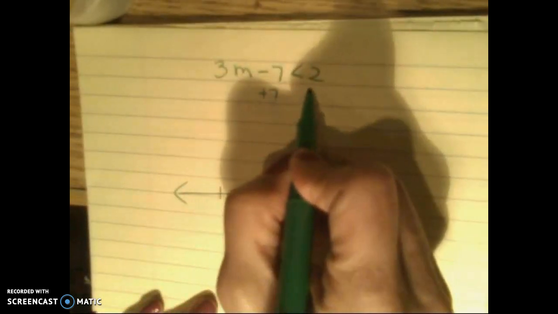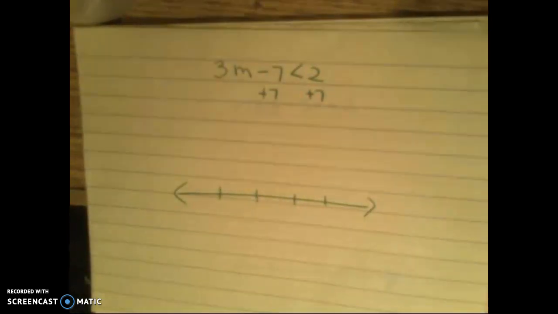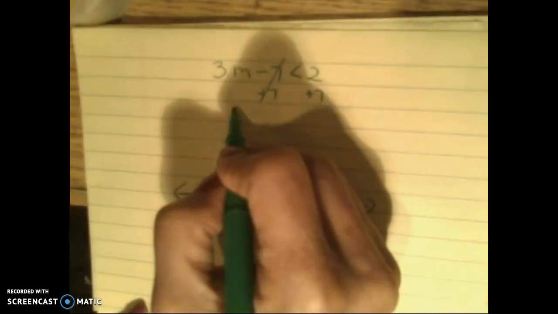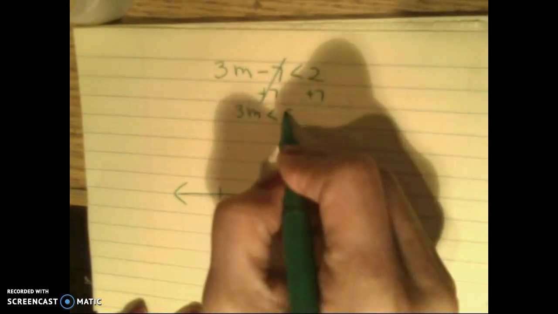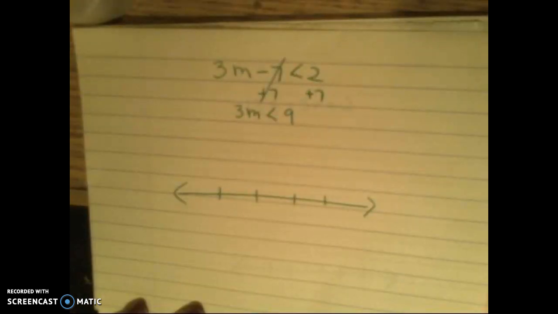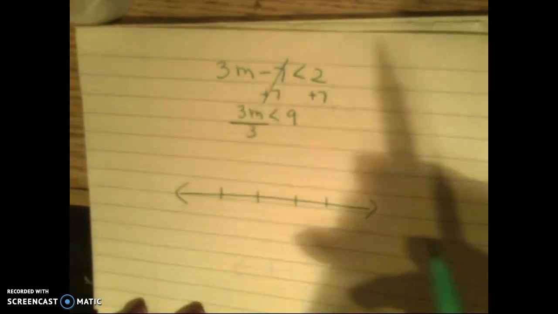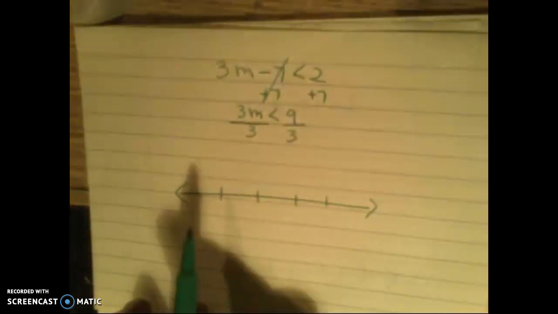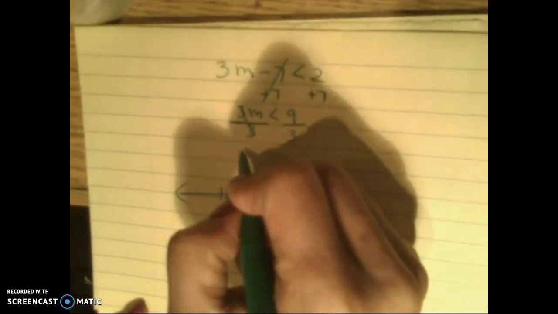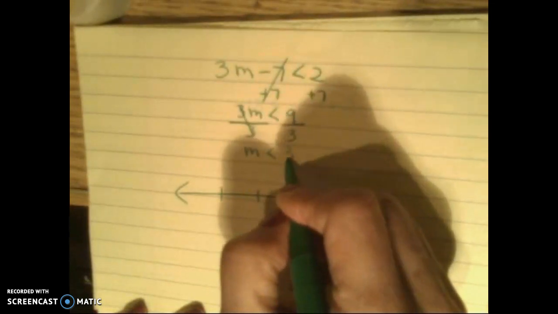I'll add 7 to both sides. When I do that, these cancel out. That leaves me with 3m is less than 2 plus 7, which is 9. Now I need to divide. Since I'm dividing by a positive 3, I'm not going to flip the inequality or anything like that. I'm just going to divide as usual. These cancel out. That leaves m by itself, and 9 divided by 3 is 3, so m is less than 3.